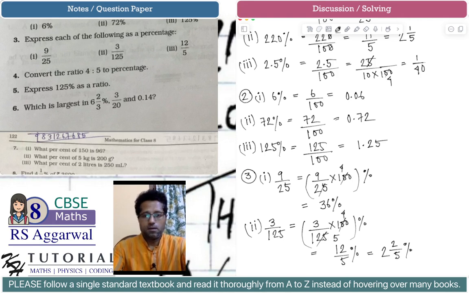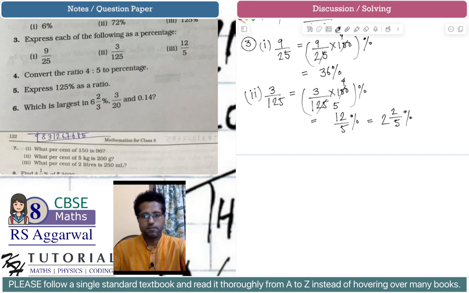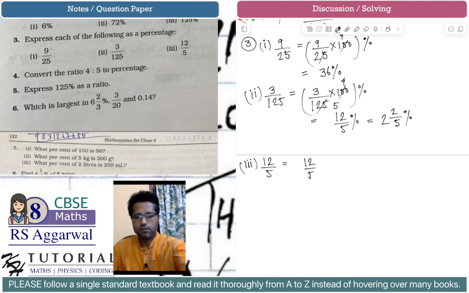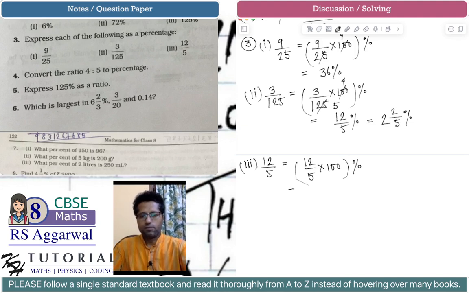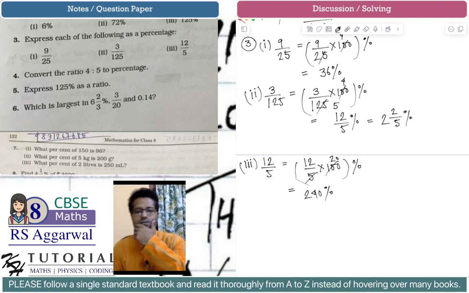Okay, let's do part 3. The fraction given is 12 by 5. So when 12 by 5 is expressed as a percentage, you just multiply the fraction with 100. So if you simplify 12 by 5 into 100, it is 20. So this is 240 percentage. 240 percentage. Okay.